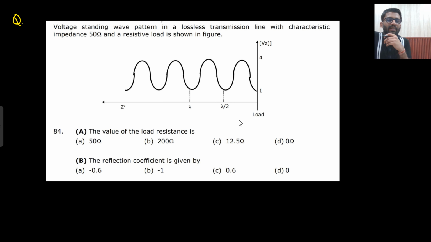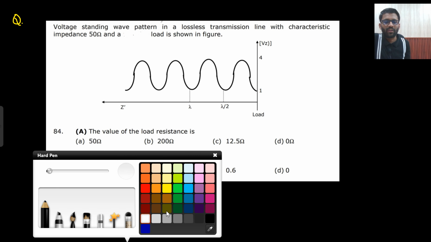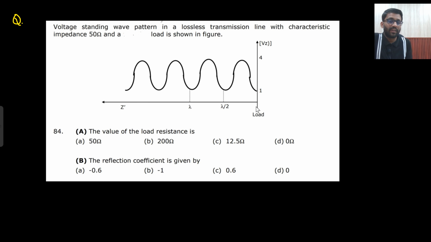Now this question: the voltage standing wave pattern in a lossless transmission line with characteristic impedance 50 ohm has been shown, and a resistive load is there. They should not mention the resistive load, and the load is there directly. But can you tell whether it will be a resistive load, or a short circuit, or inductive? What you can see is that it is a resistive load only. Why is that so? Because at y equals 0 you are getting something conclusive, and your standing wave ratio is not equal to infinity here.